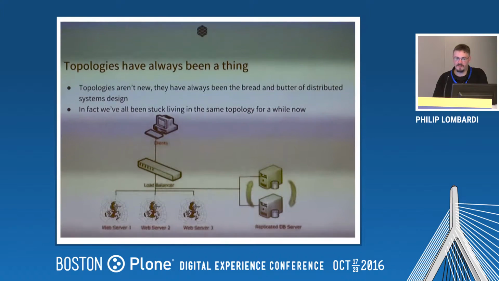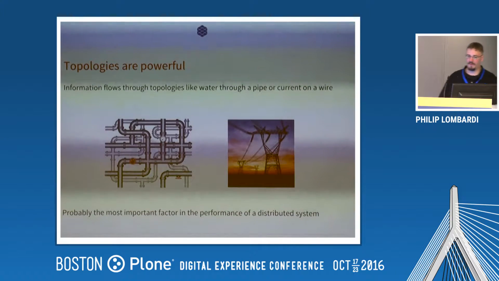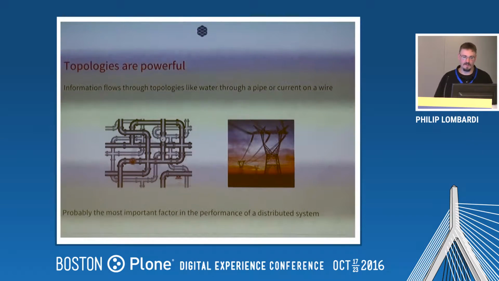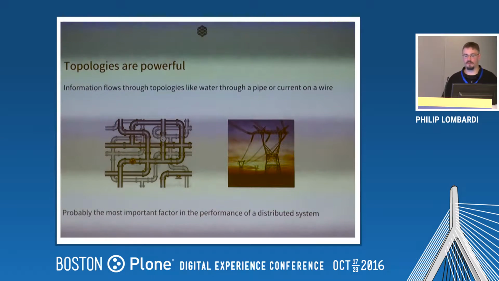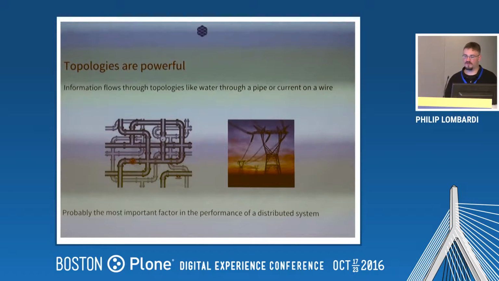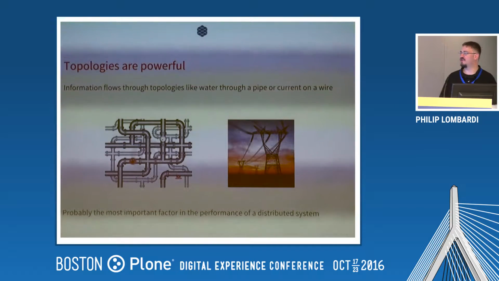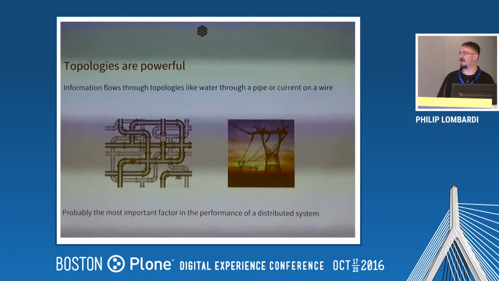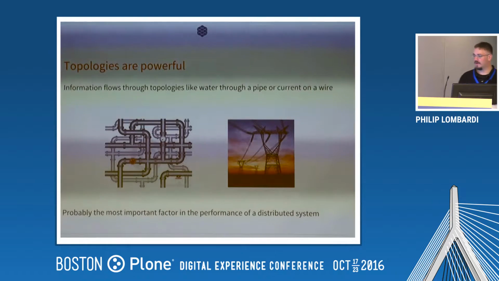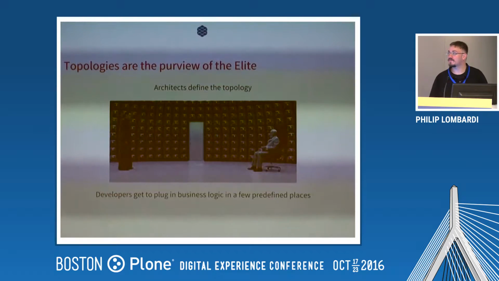So they've always existed, but that's not the end-all be-all of topologies. And topologies are powerful, so we should really think about them as what they can do for us. Information flows through topologies like water flows through a pipe or current on a wire. And probably the most important factor in the performance of a distributed system is making sure things continue to flow. The classic topology, as I'll get to in a little bit, has some really bad attributes of failure that you can avoid if you move to a microservices topology.